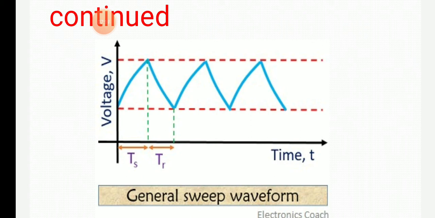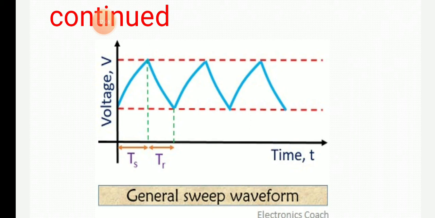TS is the sweep time, TR is the retrace time. The control grid is generally gated, which blanks out the beam during retrace time so that the retrace pattern is not visible on the screen. So only in the sweep time it will be visible, and in the retrace time it will not be visible. That is also known as flyback or retrace.